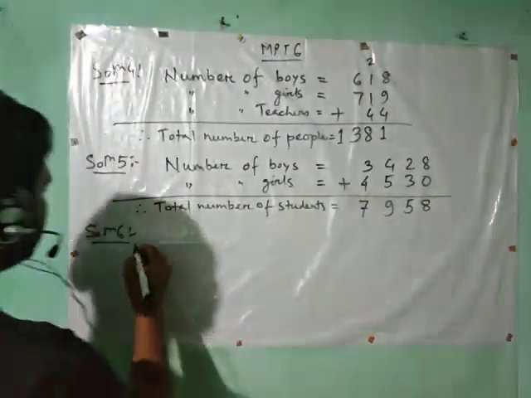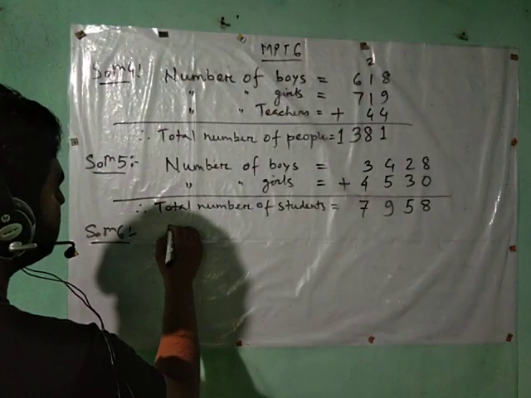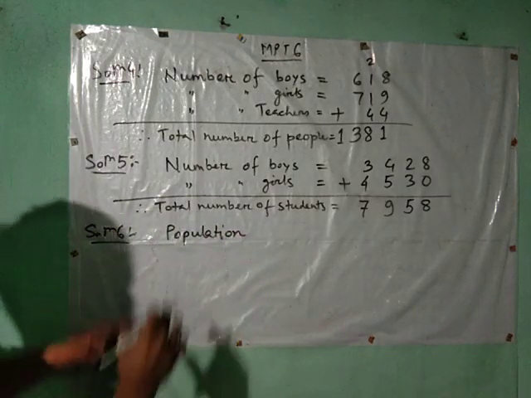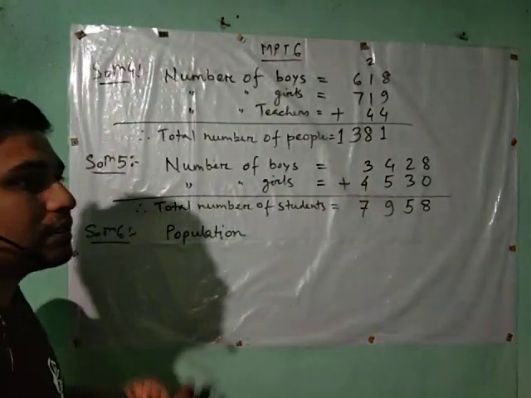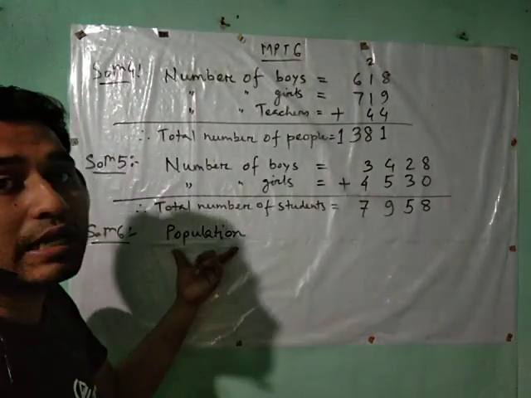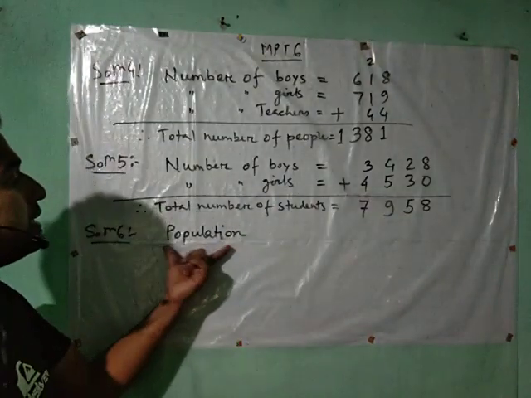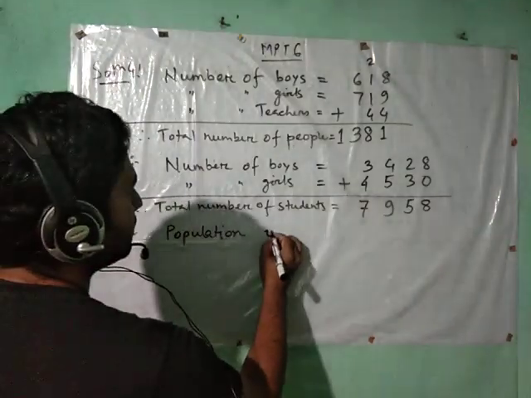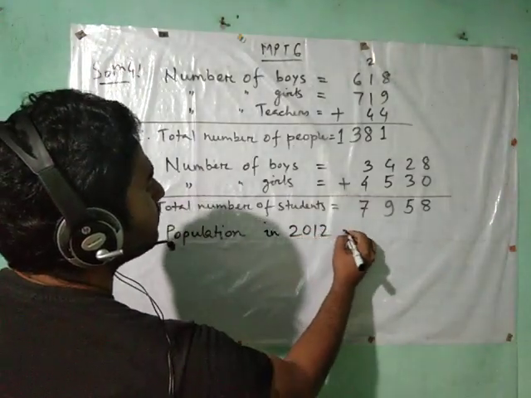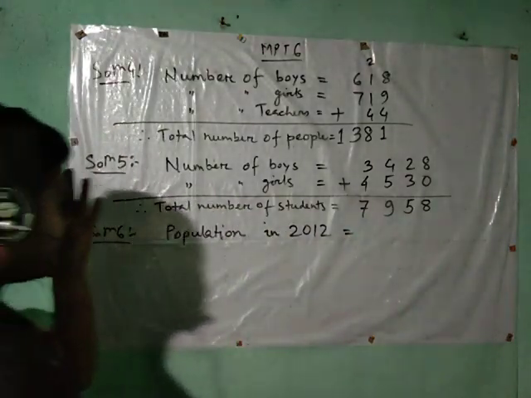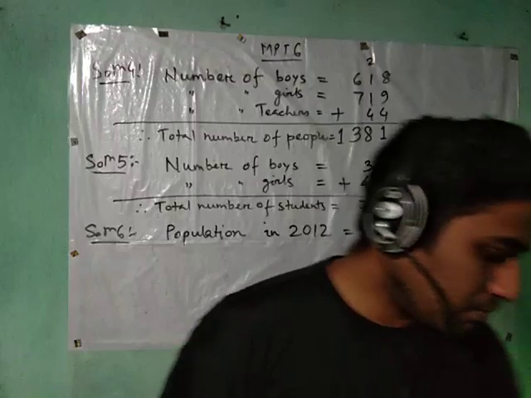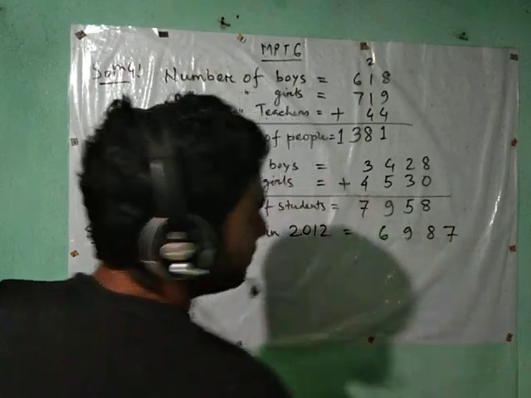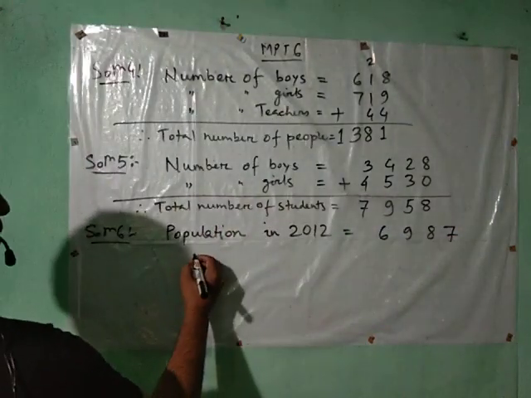Now, simply write down. Population, number of people means what? It is called population. Number of people together, there is one word for it, called population. Or you may write number of people. If you don't accept population, then write number of people in 2012. Equals to how much? In 2012, number of people are 6,987. Yes?